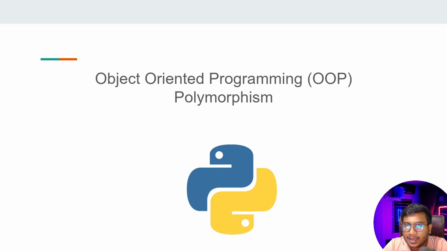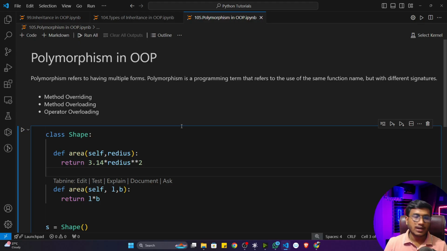Hi everyone, welcome back. In this video, we'll be discussing another OOP topic called polymorphism. So what is polymorphism? Let me go to our code editor and try to understand it there. Polymorphism refers to having multiple forms. Polymorphism is a programming term that refers to the use of the same function name but with a different signature. Inside polymorphism, we have three kinds of concepts: method overriding, method overloading, and operator overloading.